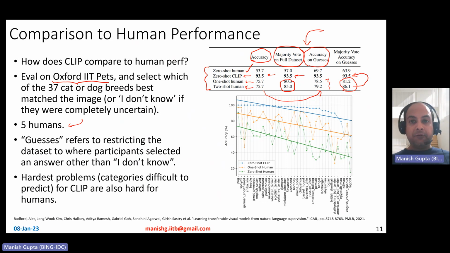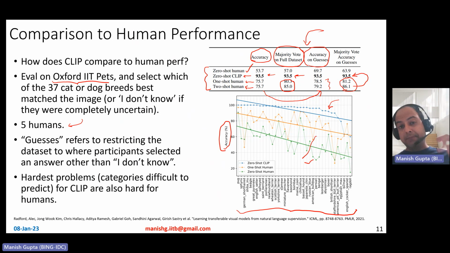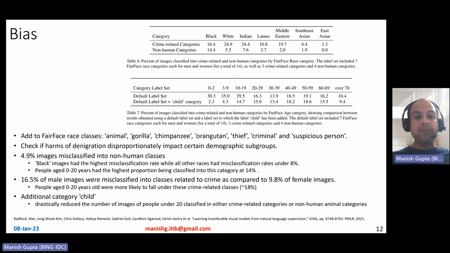compared to 93.5. Further, if you basically try to look at these different dog or cat breeds and try to see the accuracy, you observe that the blue curve is the zero-shot CLIP curve, and the orange and the green curves are zero-shot human and one-shot human curves. So what you observed is that the categories which are harder for CLIP to predict accurately are also hard for humans in that sense. So it sort of shows a human-like nature, but still better in terms of overall performance.